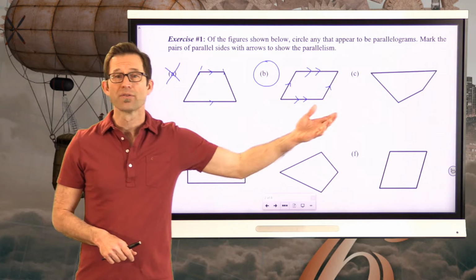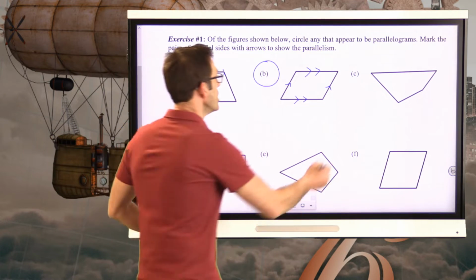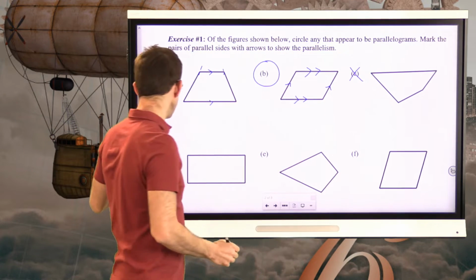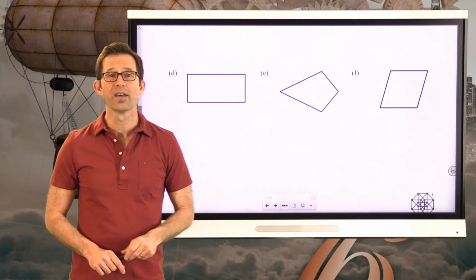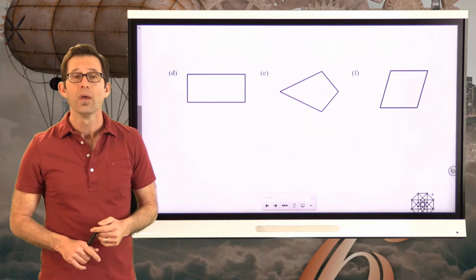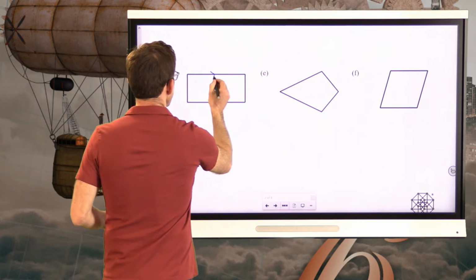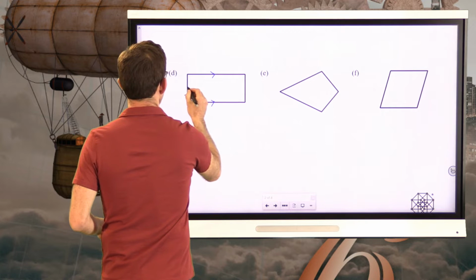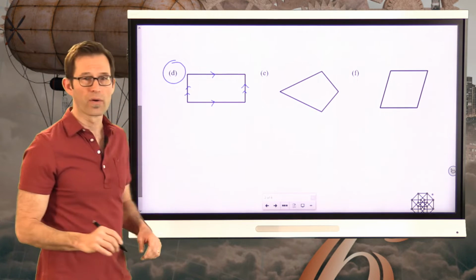All right, well, letter C has nothing. No pairs of parallel sides at all, so that is definitely not a parallelogram. Now letter D, you might look at it and go, that's a rectangle, so it can't be a parallelogram. But again, a rectangle is a type of parallelogram, and this one certainly is. These two sides are parallel, these two sides are parallel, so definitely a parallelogram.